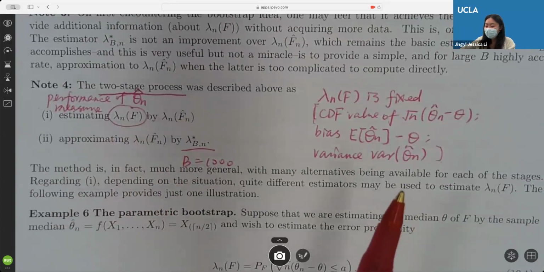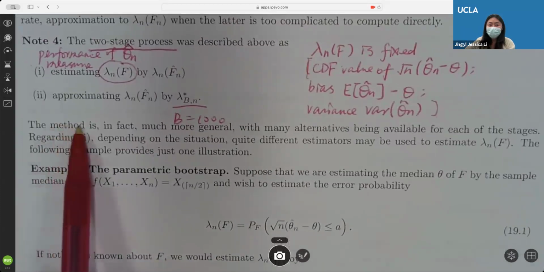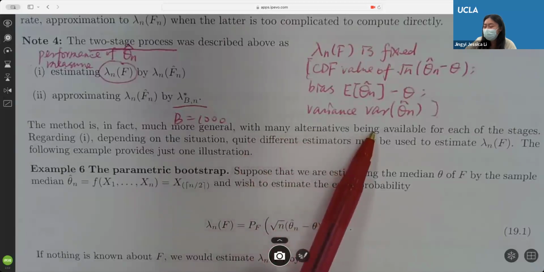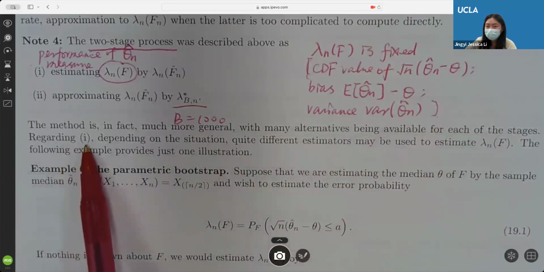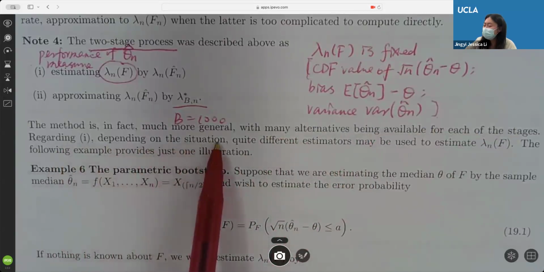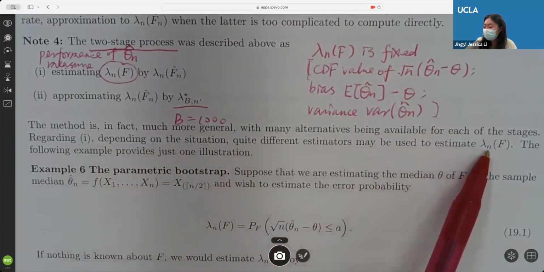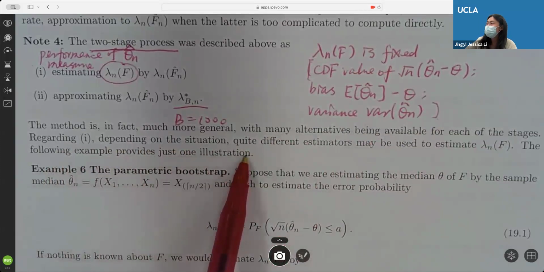All right, so let's continue our reading from here. The method is in fact much more general, with many alternatives being available for each of the 2 stages. Regarding the first stage, depending on the situation, quite different estimators may be used to estimate this performance measure. The following example provides just one illustration.